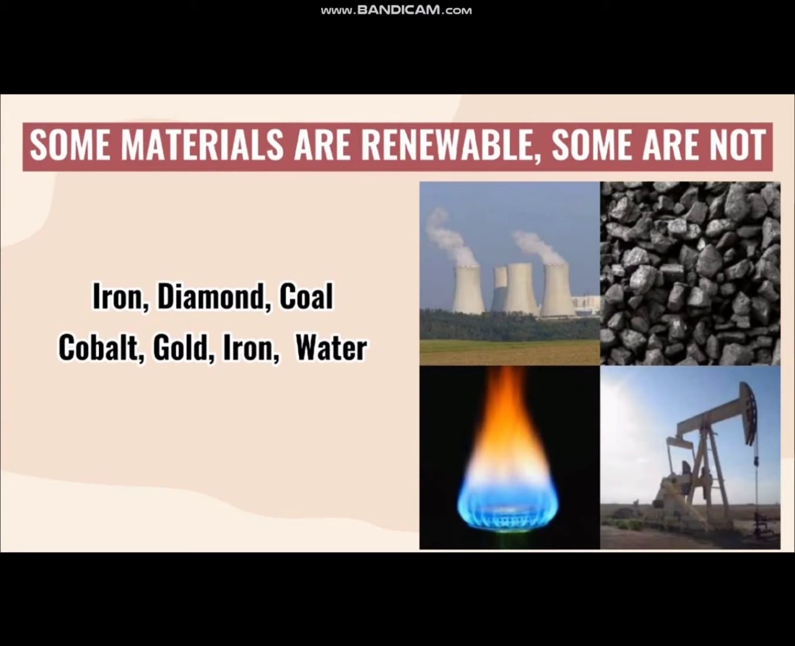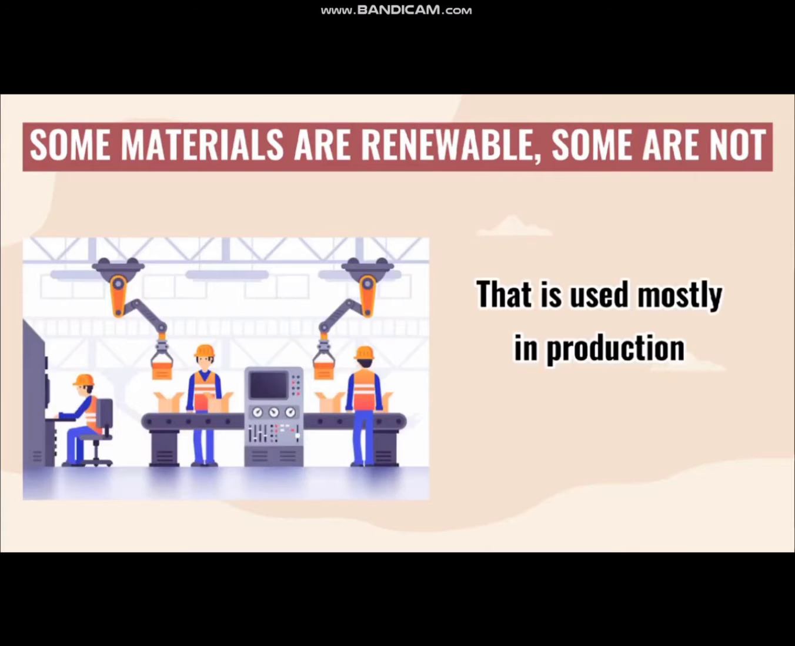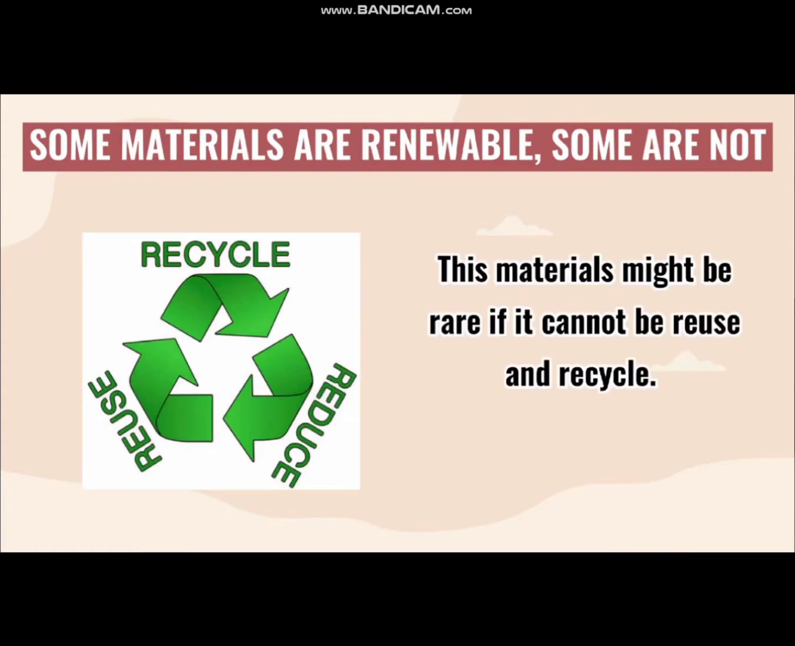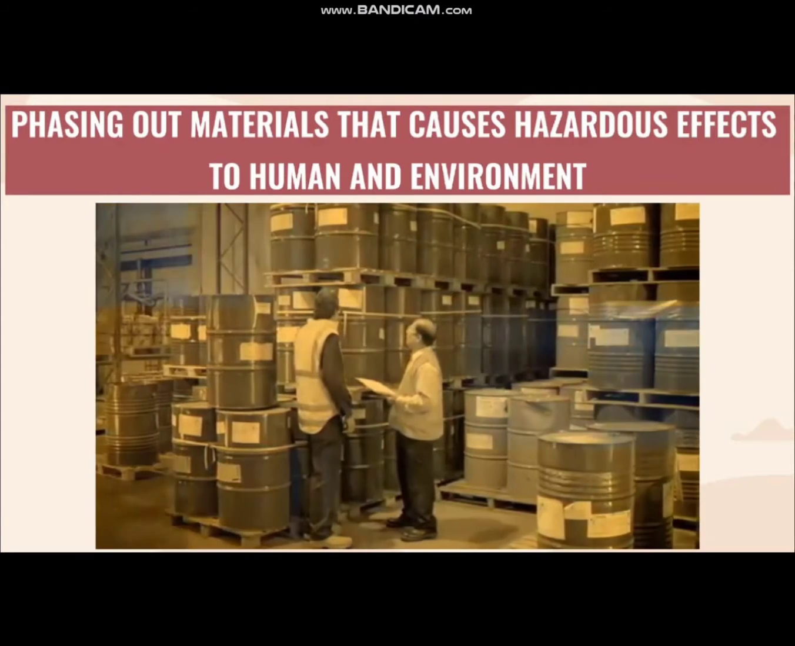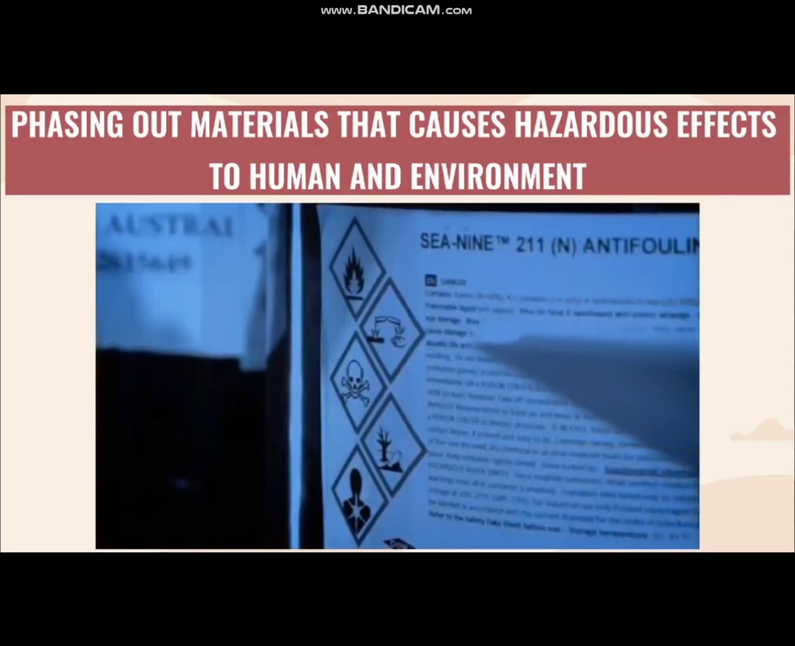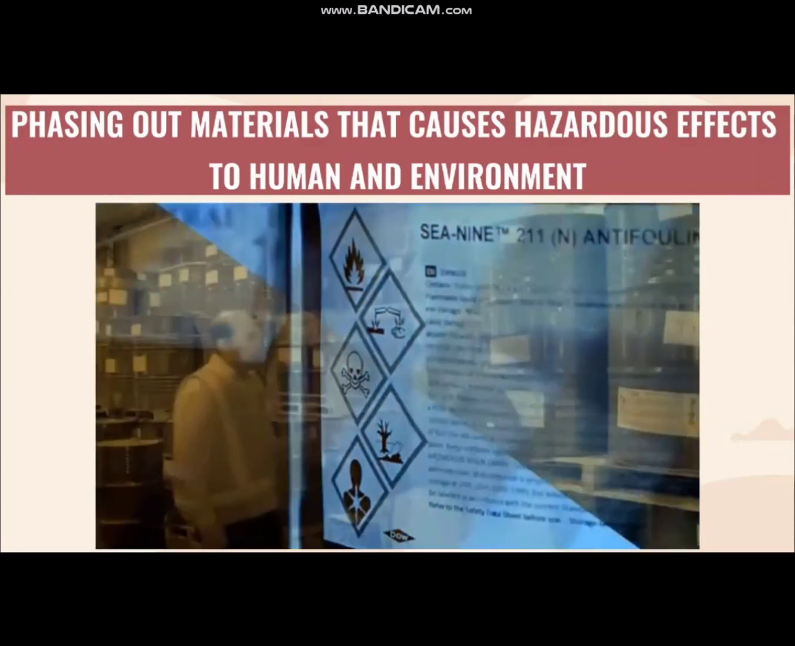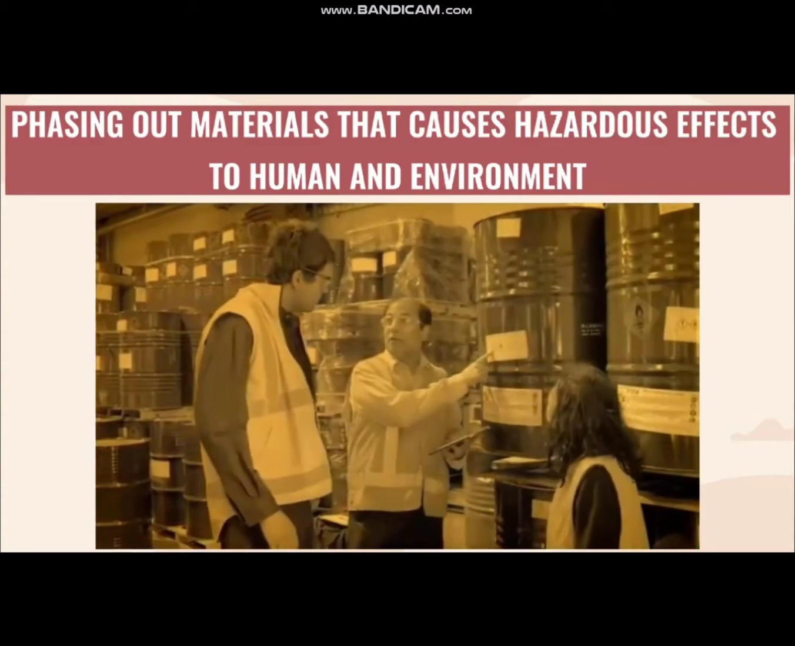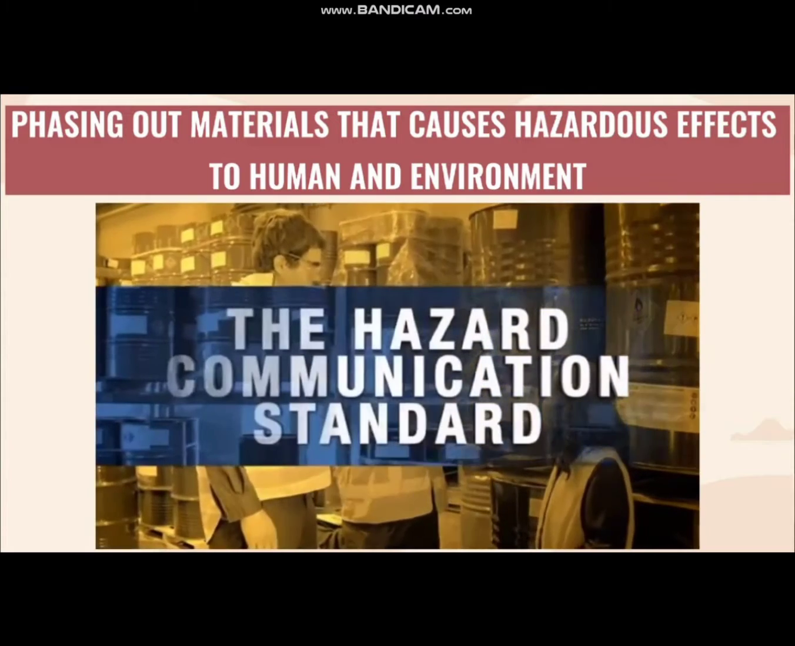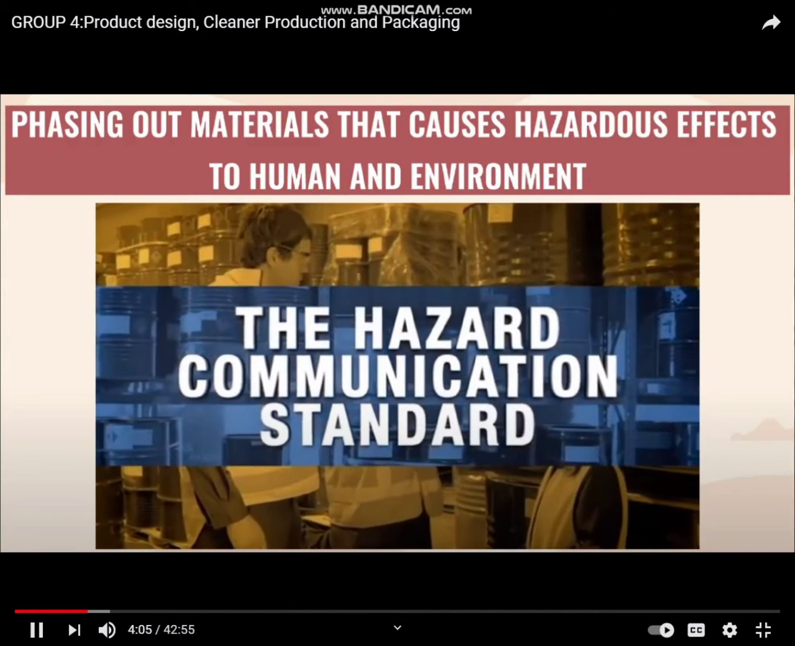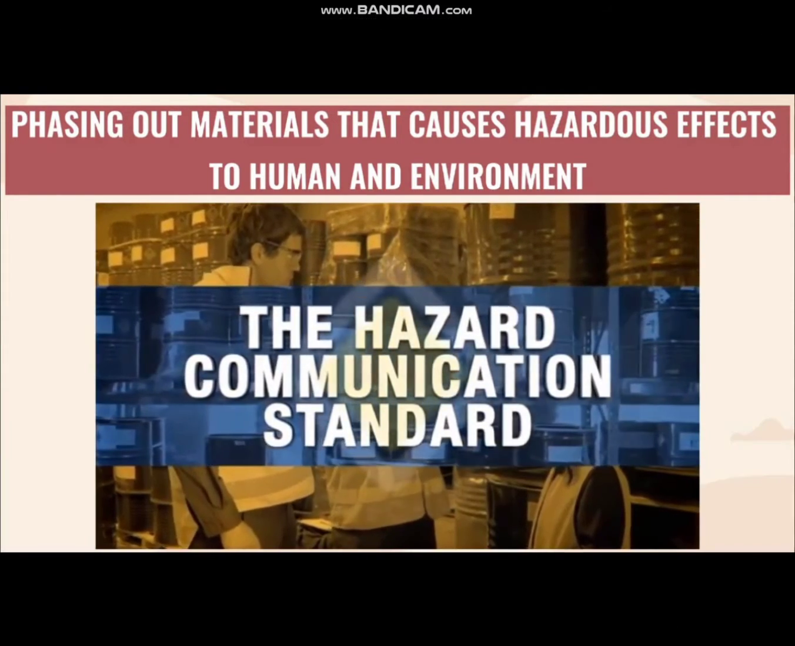Materials such as chrome, coal, diamonds, cobalt, gold, iron, water, crude oil, natural gas are some of the materials mostly used for production, and these are the materials that might become rare if they cannot be reused or recycled. Second, phasing out materials that cause hazardous effects to human and environment. Some materials are phased out by manufacturers since they cause hazardous effects to human and environment during production and disposal process.